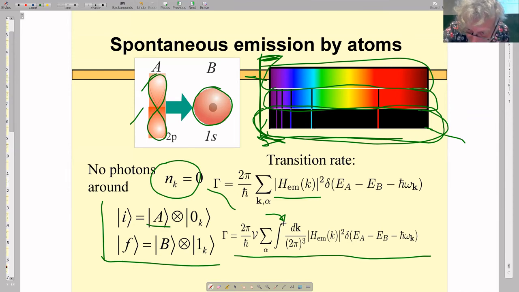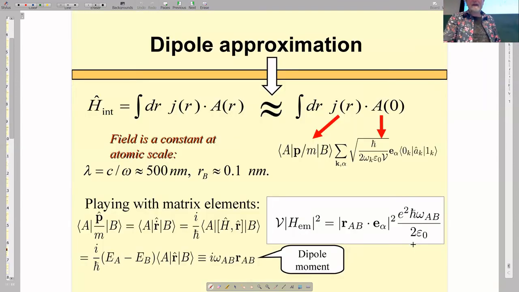Fine. And what can I say about it? It's a rather obvious thing. The energy of a photon must match the energy difference between A and B. Fine. It's an important approximation, yet another simplification which enables us to play with Lego blocks easily. It turns out that the scale separation at atomic scale, and this is called dipole approximation.